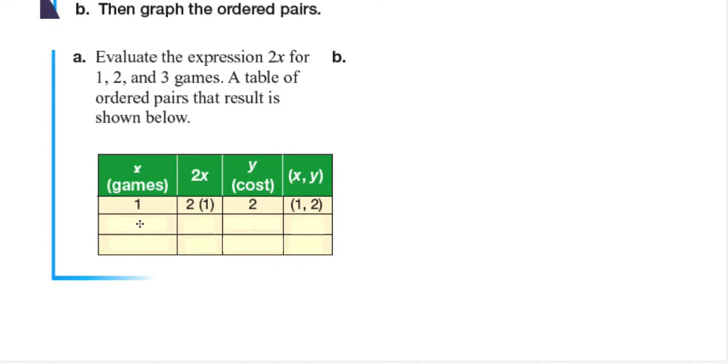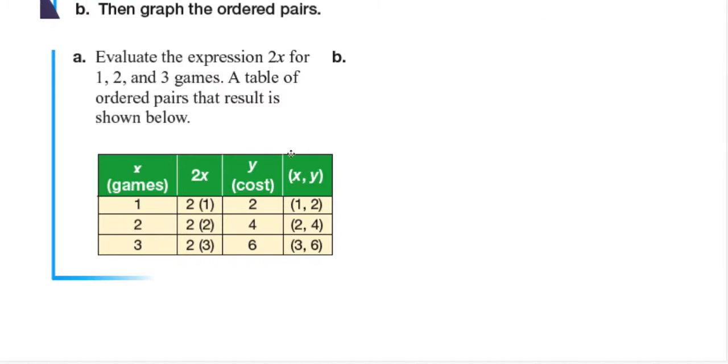If Patsy plays 2 games, it would be 2 times 2, where your Y is 4, and your ordered pair would be (2, 4). And finally, if Patsy bowled 3 games, if you evaluate that, it would be 2 times 3. The cost would be $6, and the ordered pair would be (3, 6).